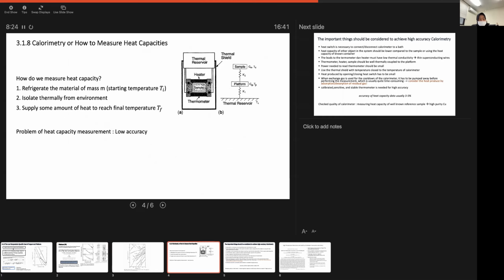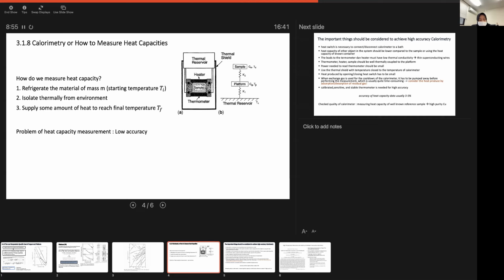To measure heat capacities, we have to refrigerate the material with mass M to the starting temperature Ti. Then we isolate it from the environment, for example by opening a heat switch, which we will discuss in the next chapter, maybe later. Then we supply some amount of heat to reach the final temperature Tf.